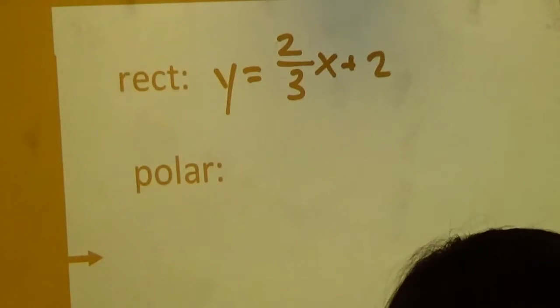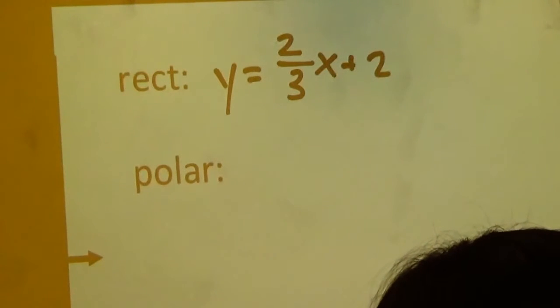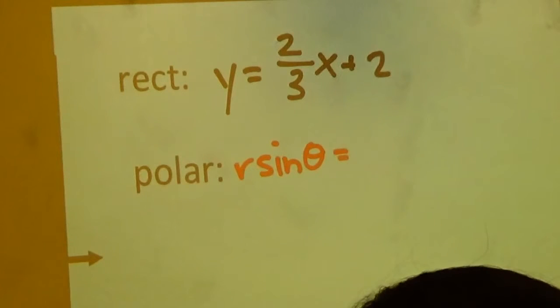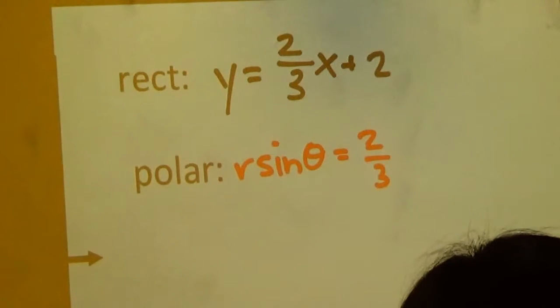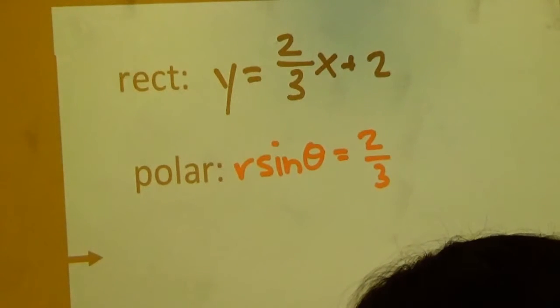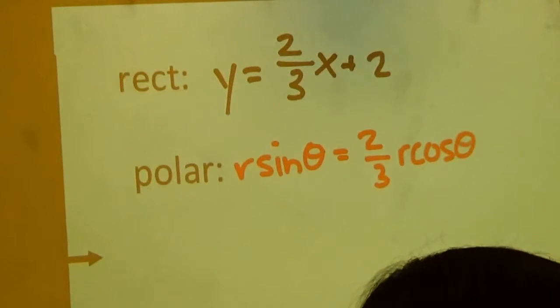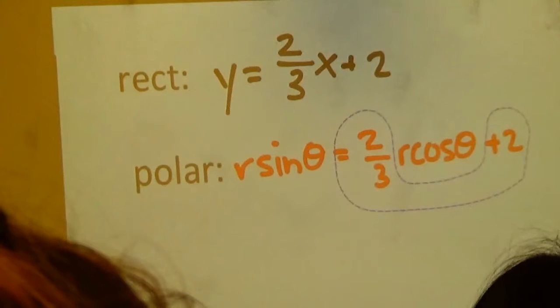Alright, so polar. I can substitute y for what? R sine theta equals 2/3 times x plus 2. Then you have to have the R cosine. X can be substituted for R cosine theta, and then the plus 2. So I'm going to change this so you can see what I substituted.